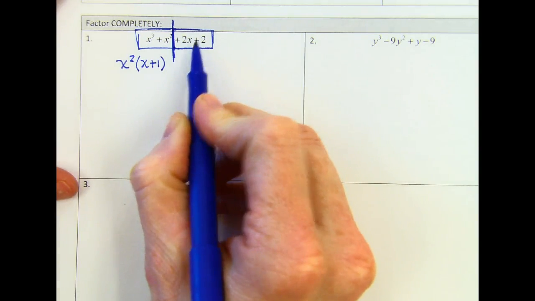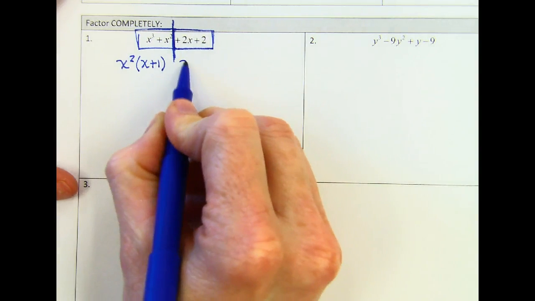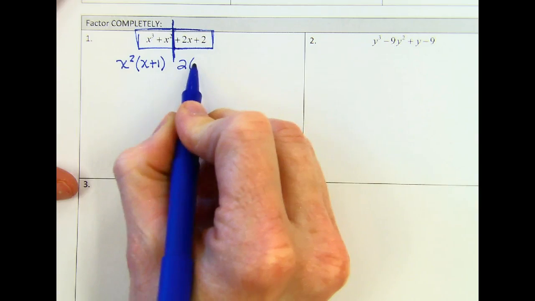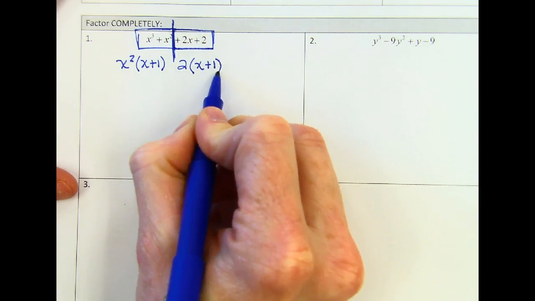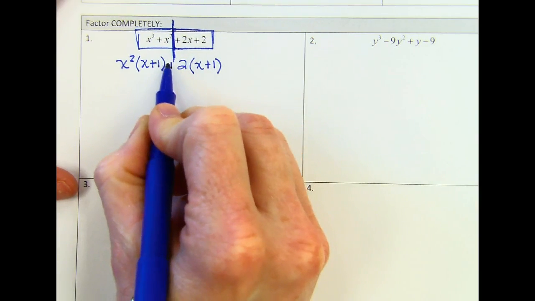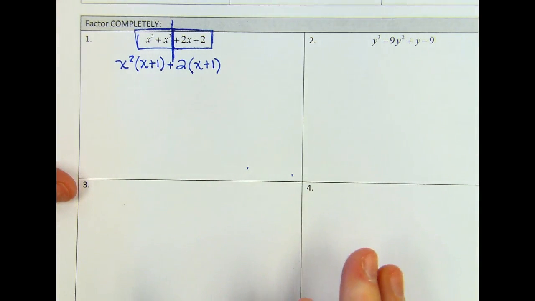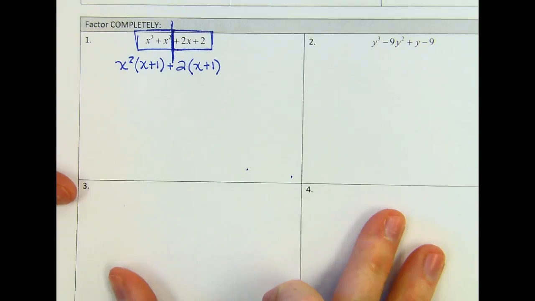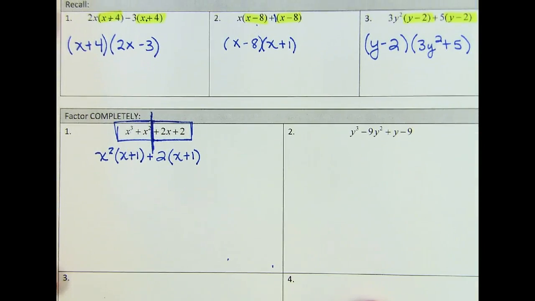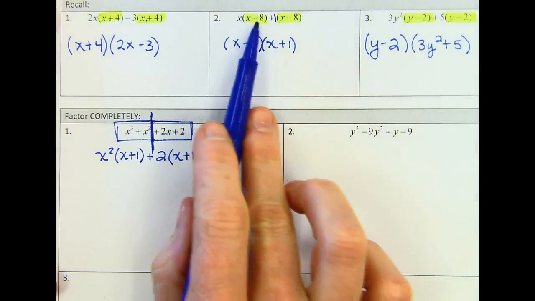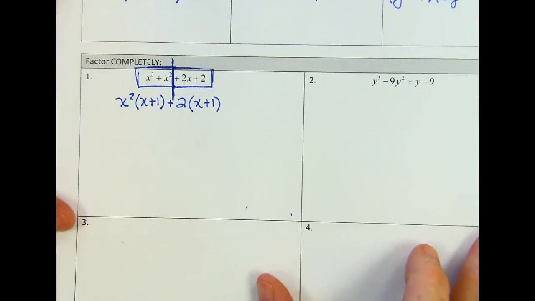Then we factor this one. A 2 is the greatest common factor. When we factor this out, we get an x plus 1. This 2 is a positive. And look what we have created. We have created a factoring problem just like up here. Do you see these matches? Well, do we have matches?